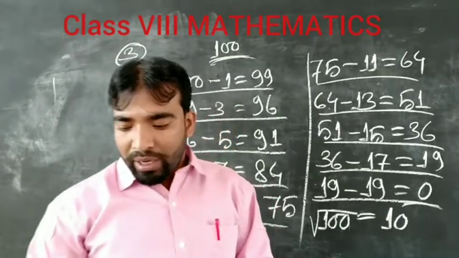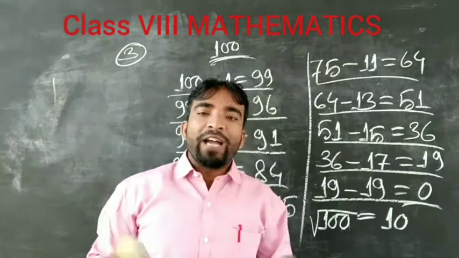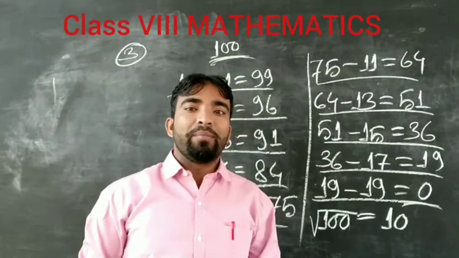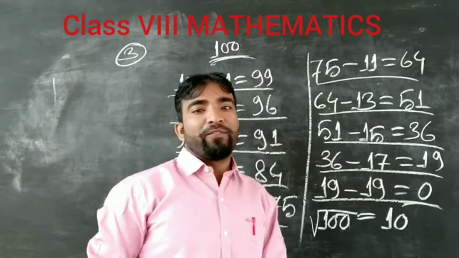Okay, so this is how to find the square root of any given number by the process of repeated subtraction. Next I will discuss how to find the smallest number by which a given number should be multiplied to get a perfect square.